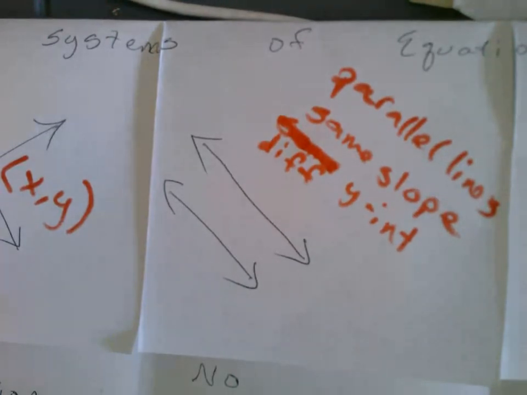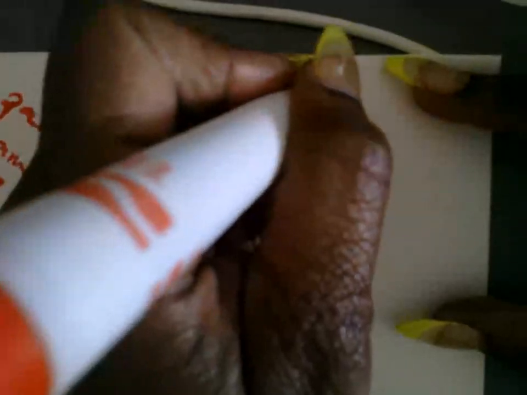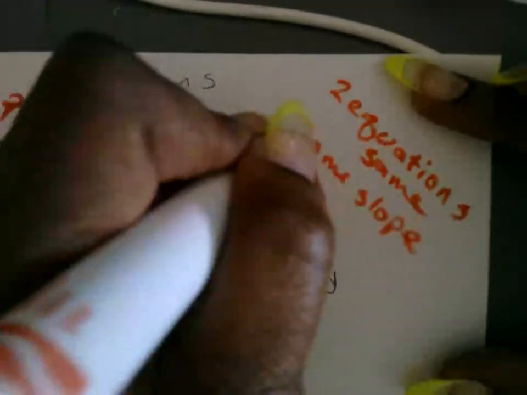All right. The last one is infinitely many solutions. This is two equations, but they are the same. And so because they are the same, they're going to have the same slope and the same y-intercept.